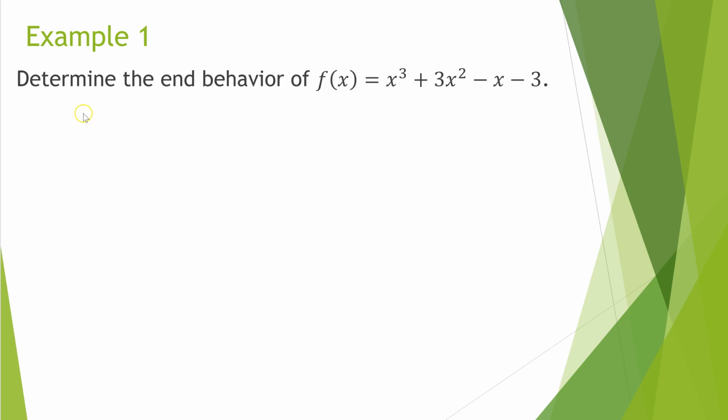So here's the first example I'm going to break down. We have to determine the end behavior of this polynomial. Now remember, for the end behavior, we're really just focusing on the very first term, the one with the biggest exponent on it. So I don't even care about everything else here to the right. We're just going to be focusing on the x cubed term.